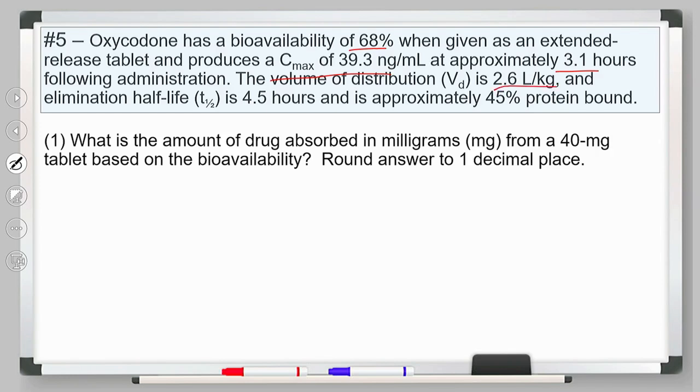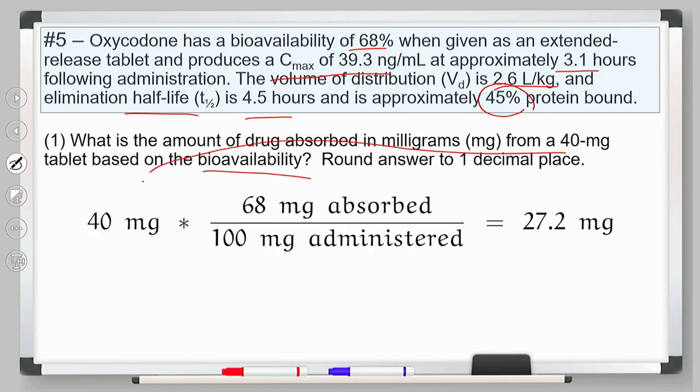And now I mentioned this thing of elimination half-life at 4.5 hours, and something new as well is 45% protein bound. So let me just work through these. It says, what is the amount of drug absorbed in milligrams from a 40 milligram tablet based on the bioavailability? So again, if we're starting with a 40 milligram tablet, and I tell you the bioavailability is 68%, then you get 68 milligrams for every 100 milligrams absorbed.